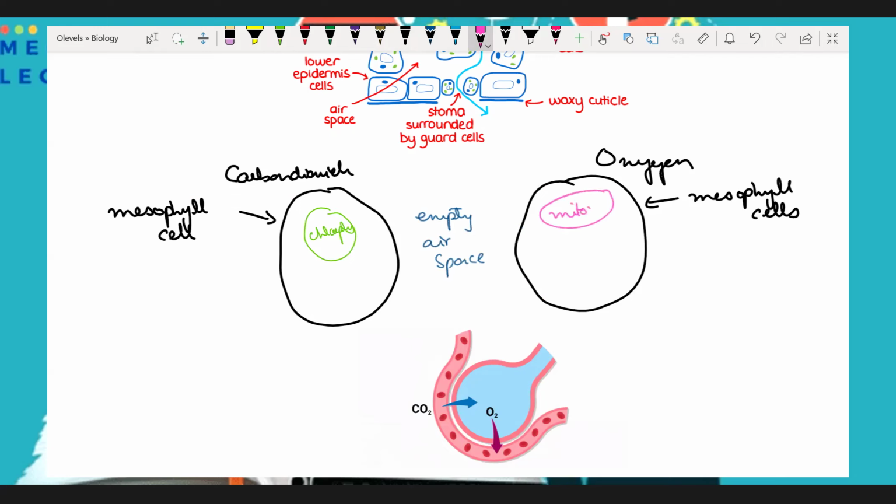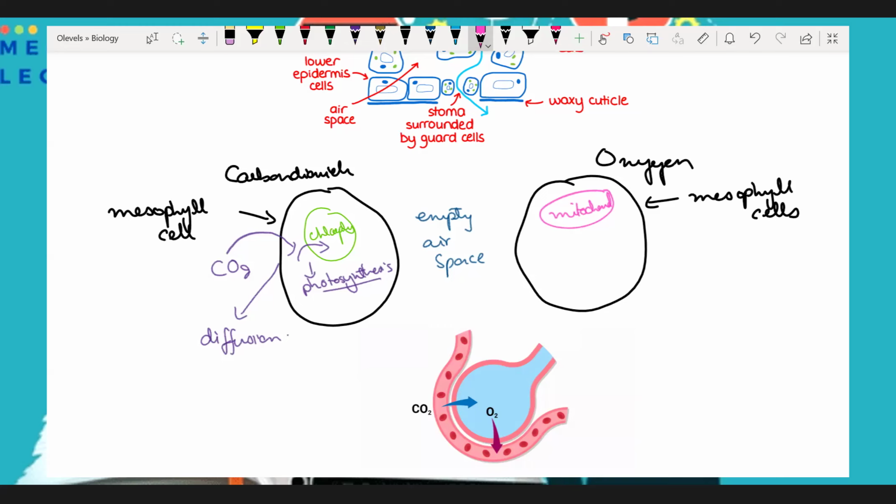Is that clear? Now what I was trying to say is that here you have carbon dioxide, right? Carbon dioxide is present in the empty air spaces. It will get inside this plant cell and into the chloroplast for photosynthesis, right? Now this process is done by diffusion. You got it? Yes, ma'am.